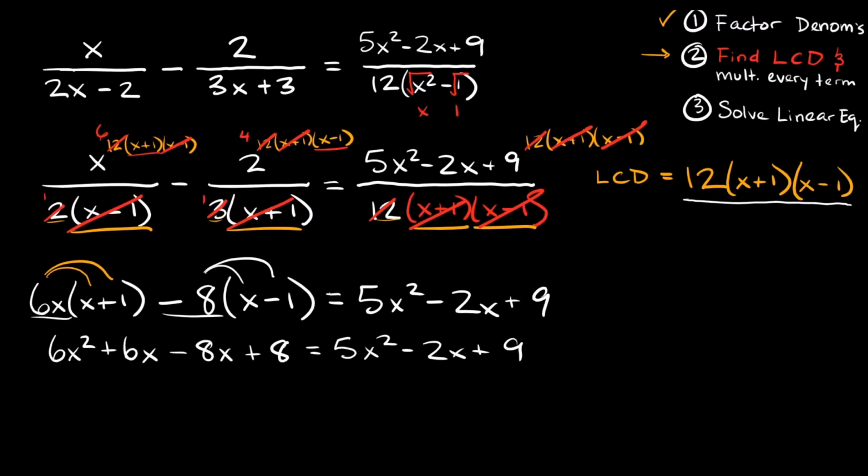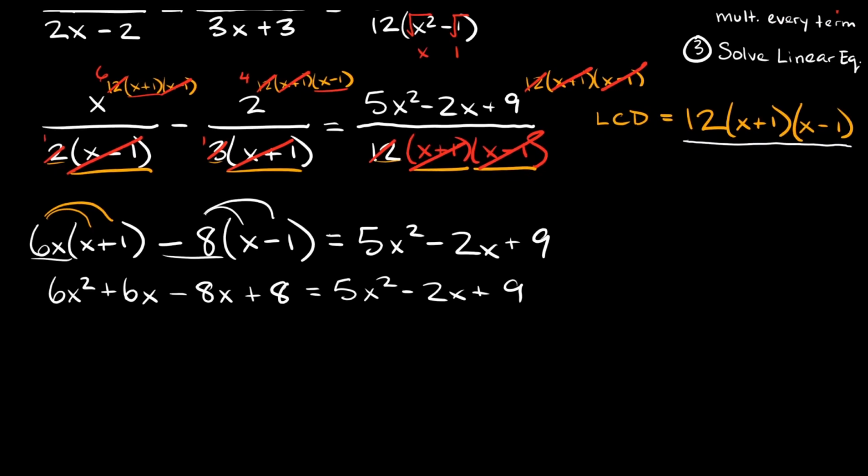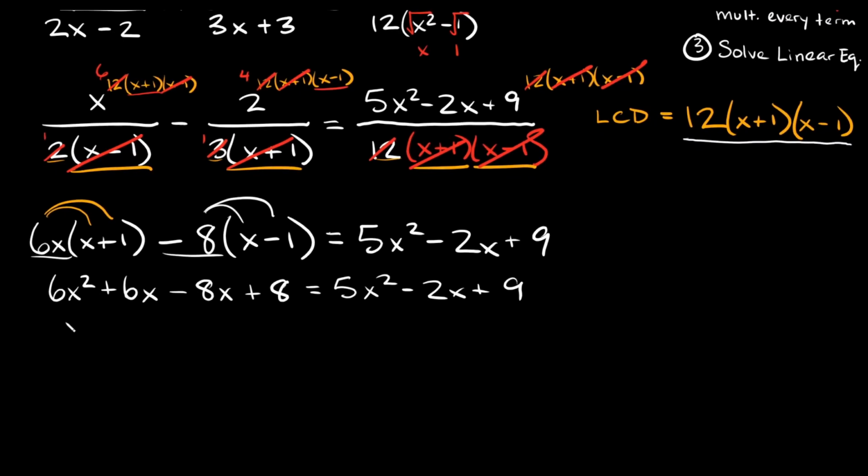Okay, and I'm going to scroll down a little bit so we can have some room. Okay, now we can simplify this side a little bit one more time, right? Because we'll have 6x squared, and then we can combine these two right here, like terms. So positive 6x minus 8x is equal to negative 2x, right? So we have minus 2x, and then this plus 8. And then that's equal to, again, that whole thing right there, 5x squared minus 2x plus 9.